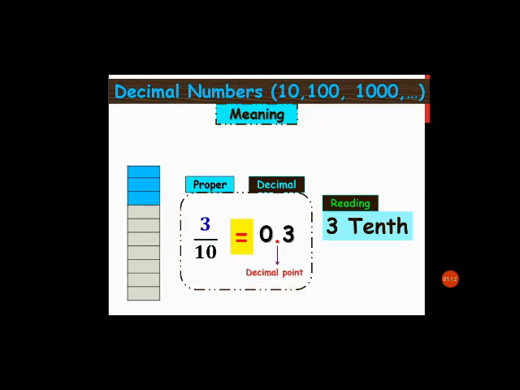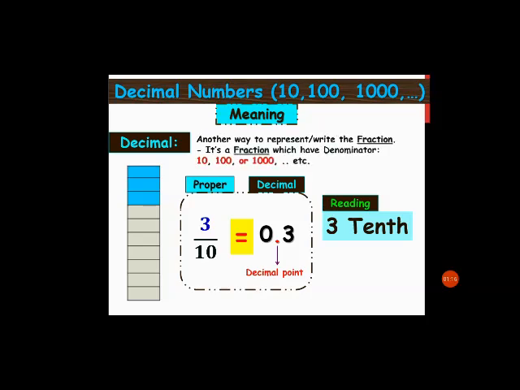So if I want to know the meaning of decimal, it means what? It means another way to represent or write the fraction. Or by other means, it's a fraction which has denominator either 10 or 100 or 1000.